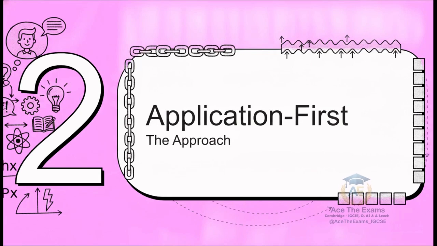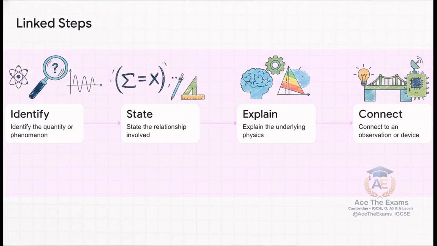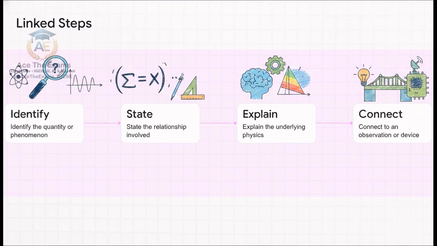Moving on to Section 2, the application-first approach. This is where we start fixing those flawed answers. To build our exam answers properly, we need a reliable framework. We need a method that moves us smoothly from everyday language straight into formal, high-scoring physics vocabulary. Think of this 4-step walkthrough as your fundamental strategy, similar to the PEEL framework you might use in English but tailored specifically for science. First, you must identify the exact quantity or phenomenon.